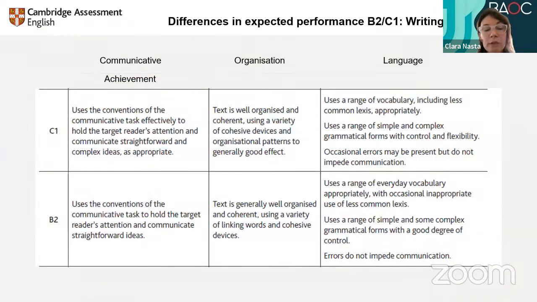Okay, so as I was mentioning, there is, of course, variance in the expectation of performance between a B2 and a C1. If you look here, we are dealing with 3 areas: communicative achievement, their ability to communicate the content that they are asked to communicate in the right way; organization, like guiding the reader towards a successful understanding of the message; and then language, of course, their ability to use more everyday vocabulary in the case of B2, but with a good degree of command, and also expressions and structures that could be simple when they have to use simple structures.